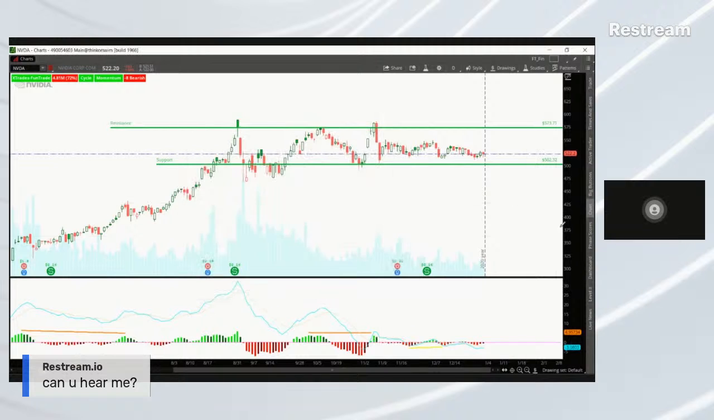So this will be my resistance level. Here I don't really have to draw a channel, right? Because it is very evident from this support and resistance that price has been consolidating between these levels. So this is sideways. I don't have to really look out for a channel.